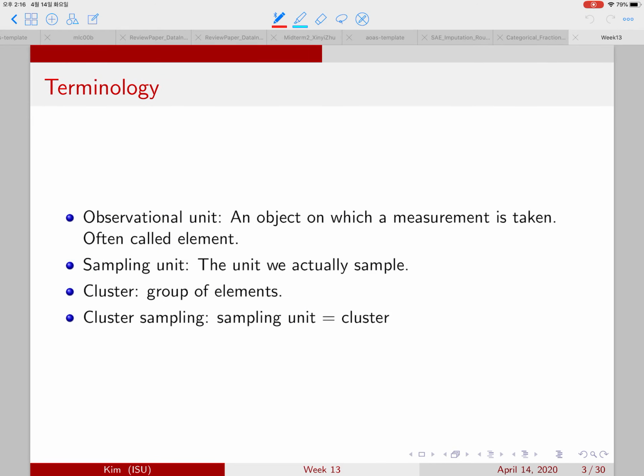We'll first review some of the terms associated with cluster sampling. An observational unit is an object on which the survey measurement is taken, and is often called an element. A sampling unit is a unit that we actually apply sampling on. If the sampling unit is equal to the element, then it is called element sampling. Otherwise, we may select a group of elements called clusters. Cluster sampling means that we select clusters. The sampling unit is the cluster.